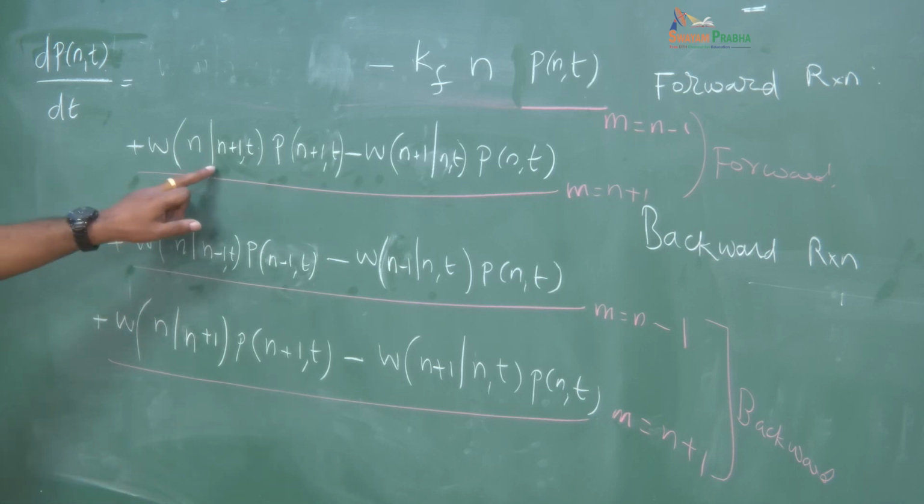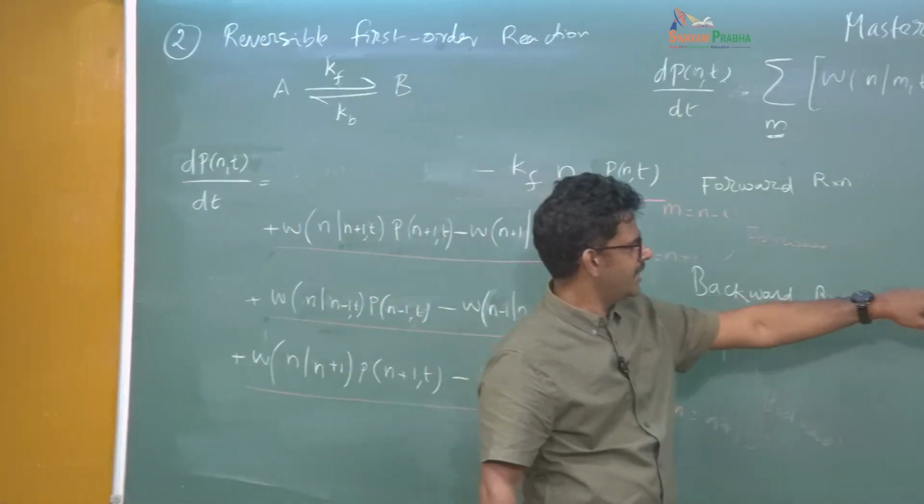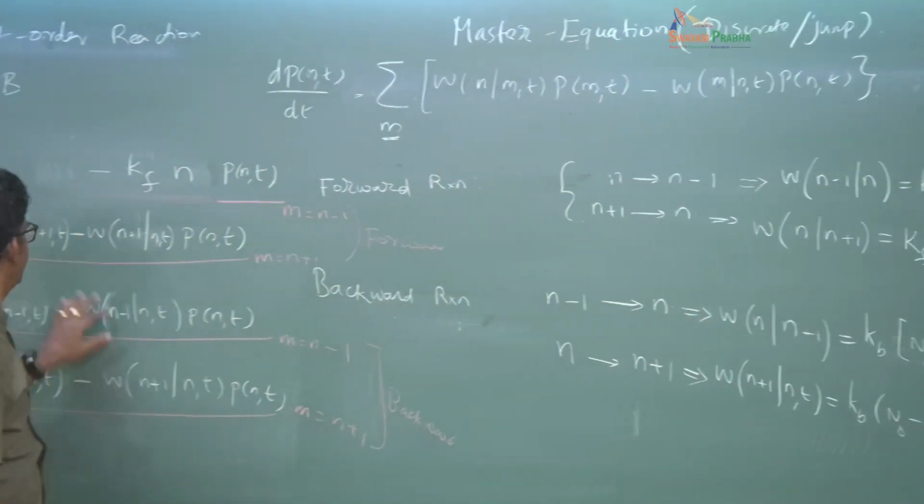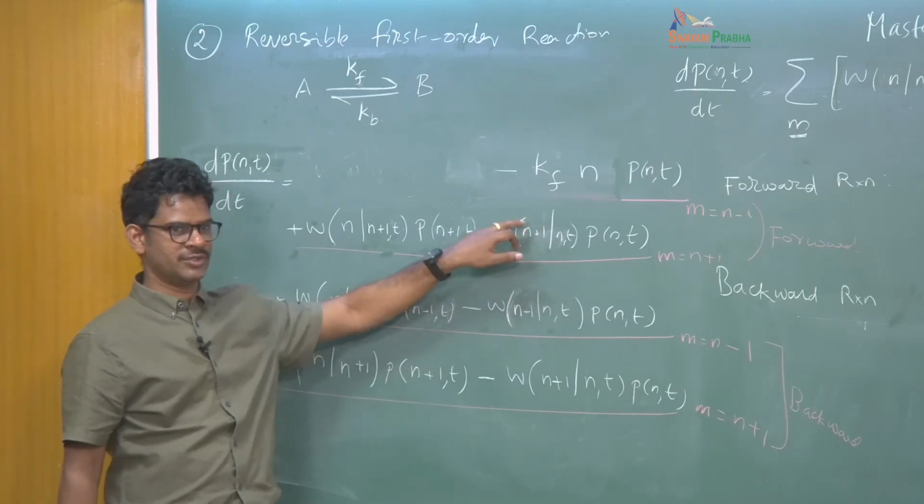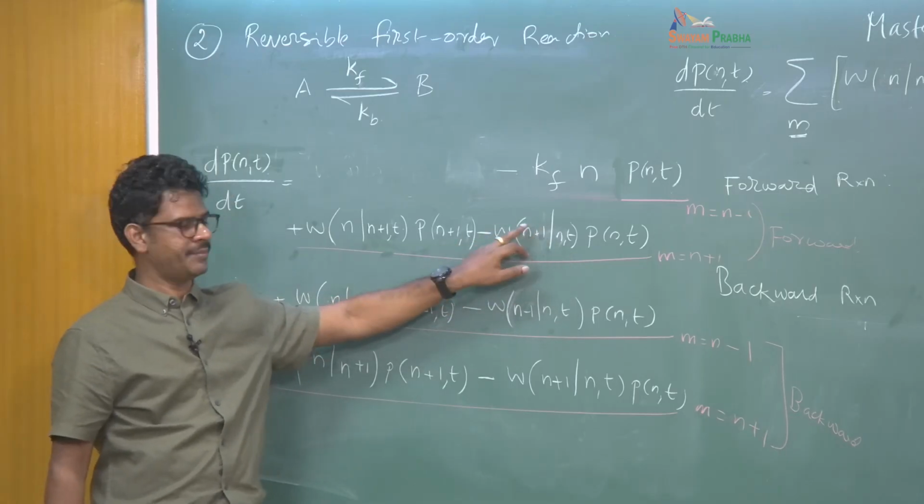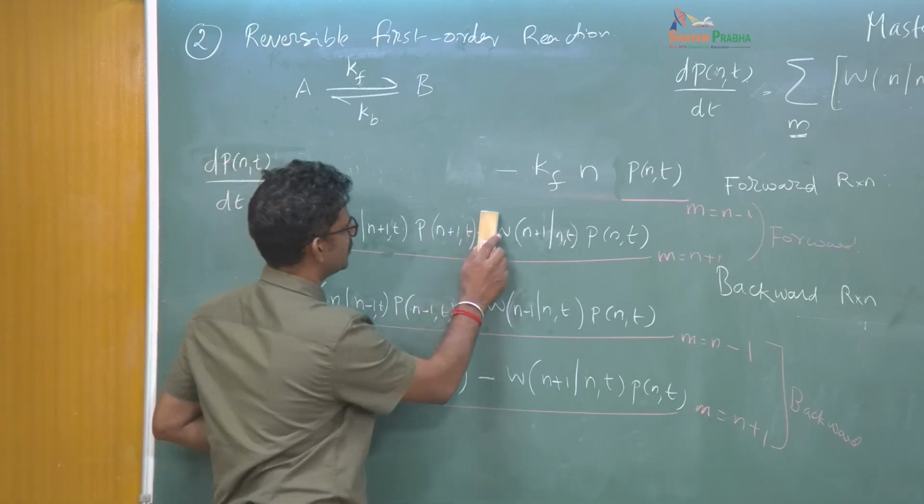Now here also, only this n plus 1 to n is defined. This is defined, but this is not defined because this is going from n to n plus 1 by forward reaction, not going to happen. So this is 0. So this term does not survive.